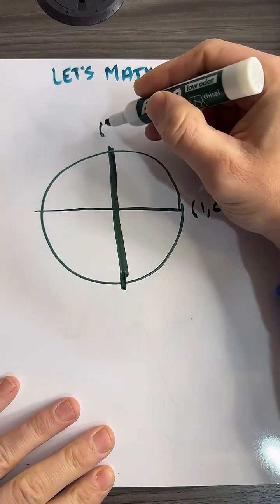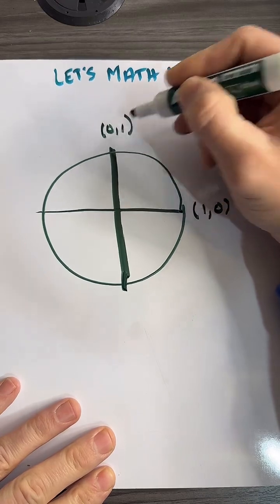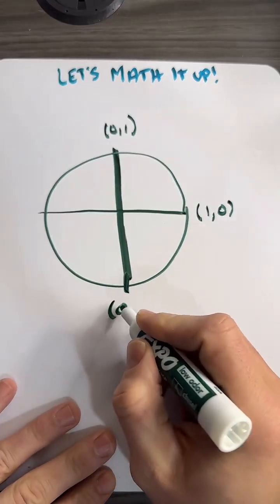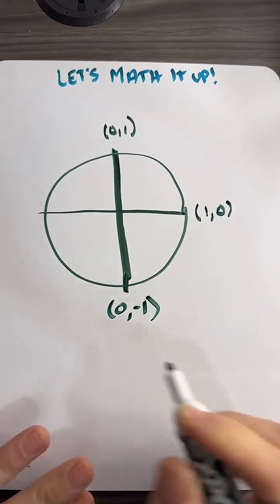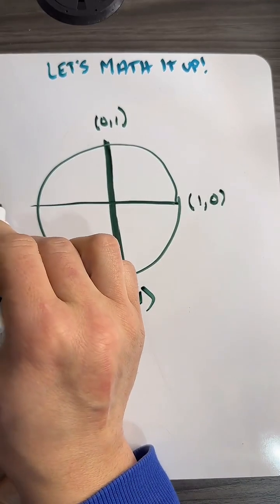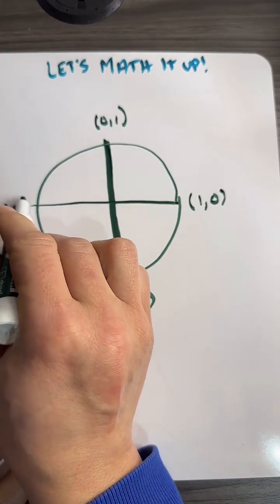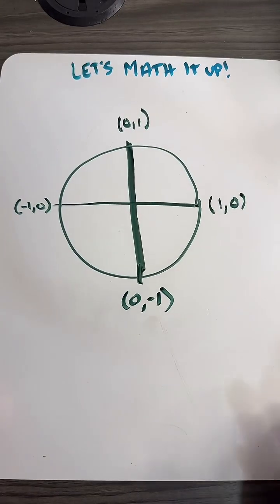And as we go around, because the unit circle has a radius of 1, we know the X and the Y values are all going to be really nice numbers like this.